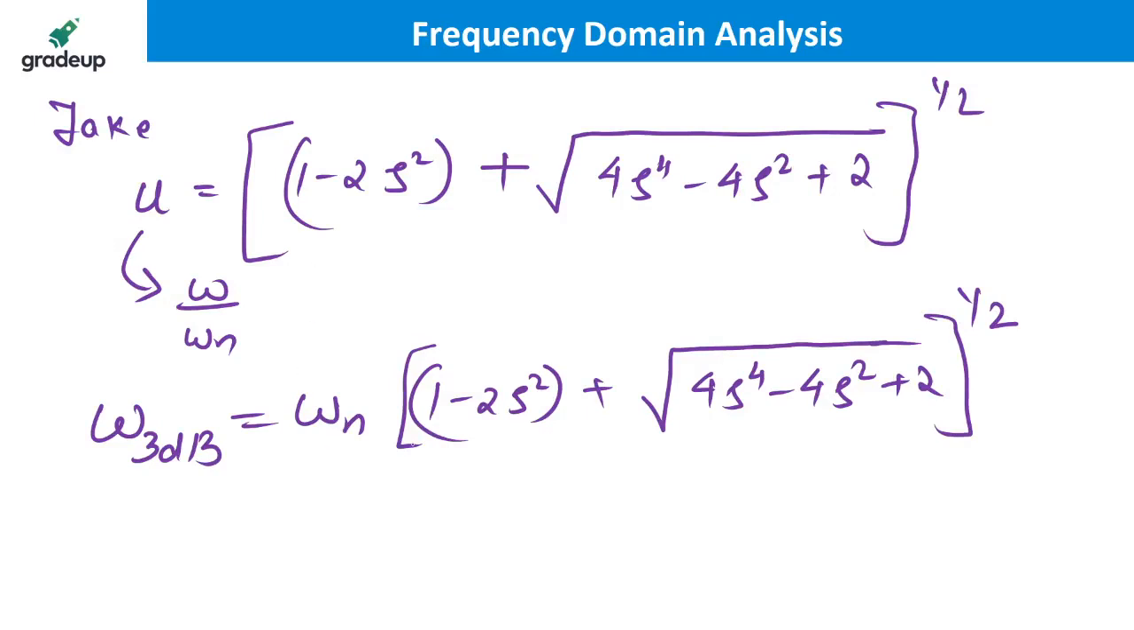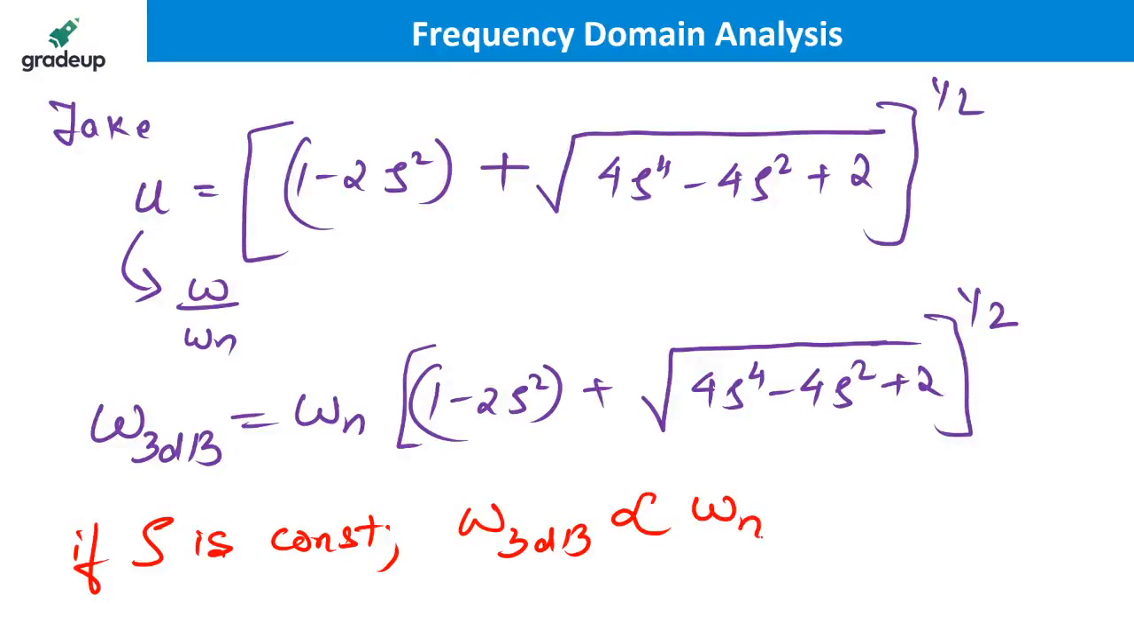Right. Now look at this. This whole bracket depends only on zeta. So suppose zeta is fixed, what is the bandwidth? It is proportional to omega n. Zeta is constant, so this whole term inside the under root and bracket is just constant. So omega 3 dB directly depends on omega n. It is proportional to omega n, guys.